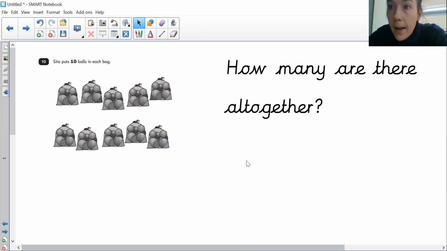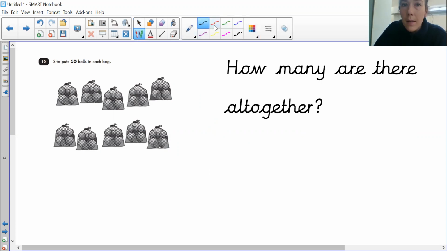You also might get questions like these. So it says, Sita puts 10 balls in each bag. How many balls are there altogether? So what I would do for this one, everybody, I know that there's 10 in each bag. Let me get my little pen. It's always tricky to do this. So there's 10 in each of those. So I would maybe count up how many bags there are and then times that by 10. So there's 1, 2, 3, 4, 5, 6, 7, 8, 9, 10. Right, so that would be 10.